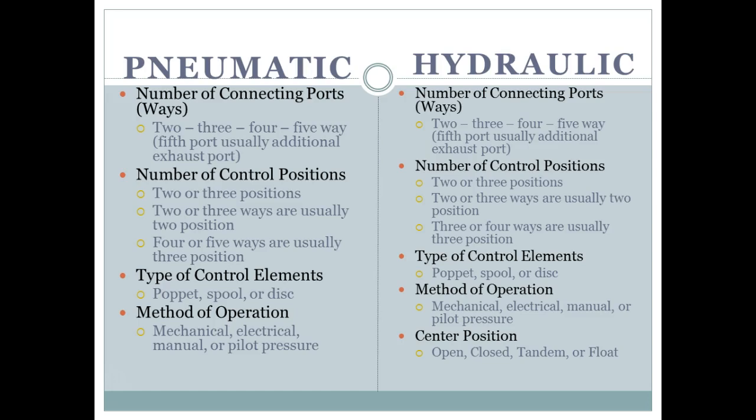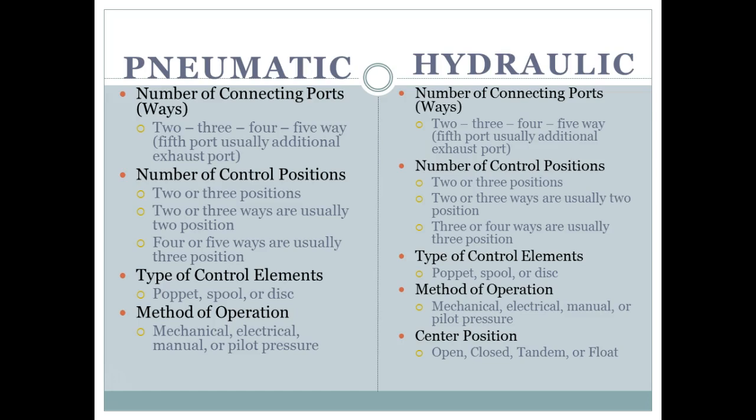It says the type of control elements. It's exactly the same way on both sides. And the only little difference you see right here is this says 3 or 4. This says what? Then it says method of operation: mechanical, electrical, manual, or pilot. You see that's exactly the same thing on both sides. So what we have in pneumatics is a 5-way valve. We don't have a 5-way valve in hydraulics that I know of. I've never seen it.